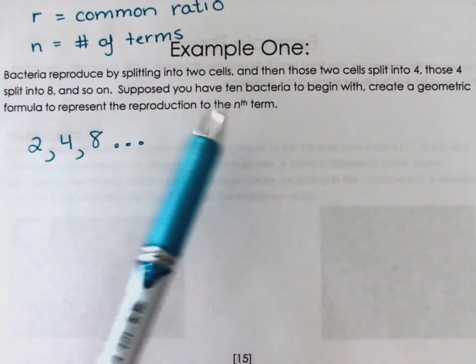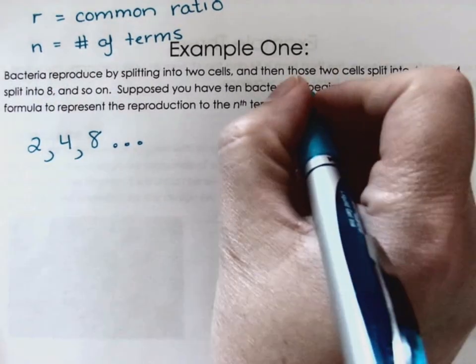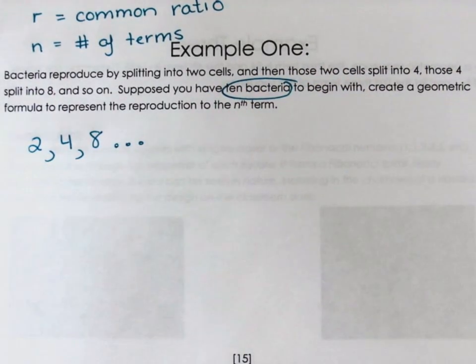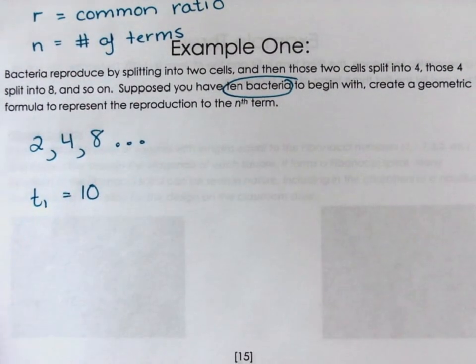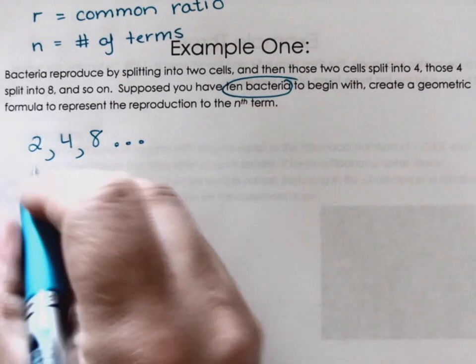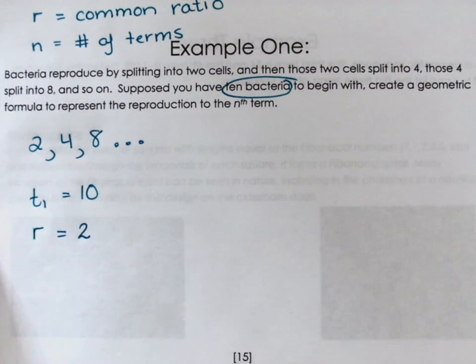Okay, suppose you have 10 bacteria to begin with. So what's your T1? 10. Good job, everybody. What is your common ratio? 2. And how did you figure that out? 8 divided by 4 gives you 2. 4 divided by 2 gives you 2. This is pretty easy, so you could say, I just knew that I multiplied everything by 2. That's okay too. You don't have to show me how, but keep in mind, when we get to fractions, sometimes that helps.